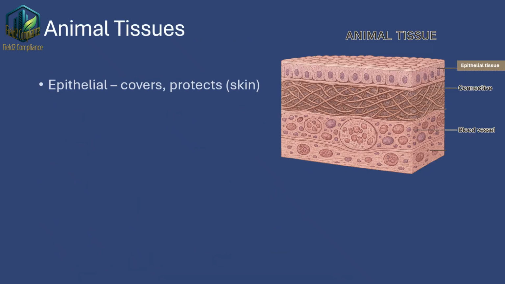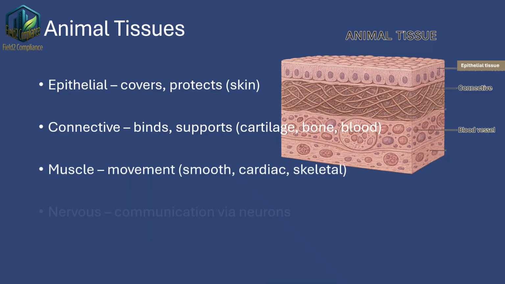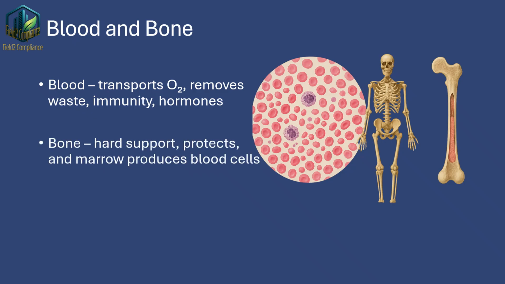Animal tissues fall into four major categories important for safety professionals. Epithelial tissue lines and protects surfaces. Connective tissue provides support and includes cartilage, bone, and blood. Muscle tissue enables movement, and nervous tissue transmits signals. Blood is vital for oxygen transport, waste removal, and immune defense. It also carries hormones. Bone is the structural framework of the body, protecting organs and housing marrow that produces red blood cells.